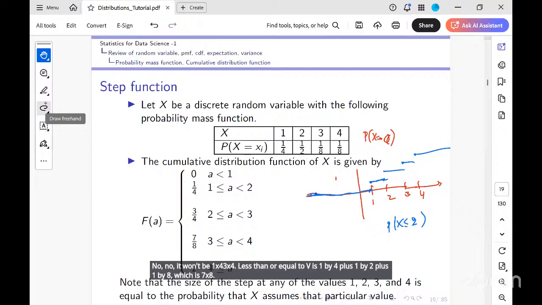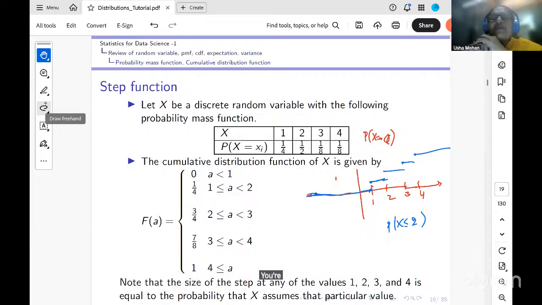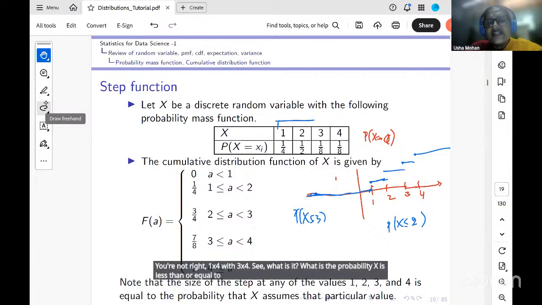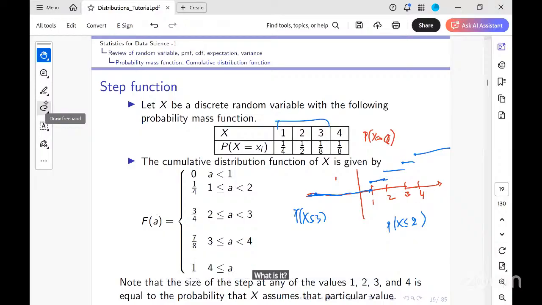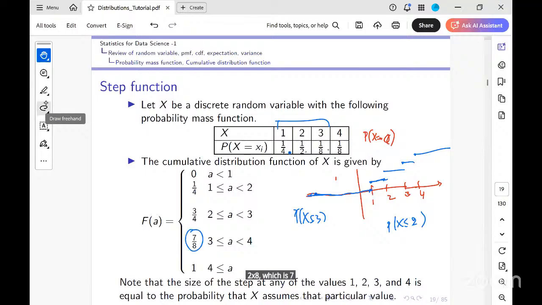No, I am saying that we only write 1 by 4 plus 3 by 4. See, what is the probability that x is less than or equal to 3? You look at this table. It is 1 by 4 plus 1 by 2 plus 1 by 8, which is 7 by 8. Is that clear? Yes, ma'am.